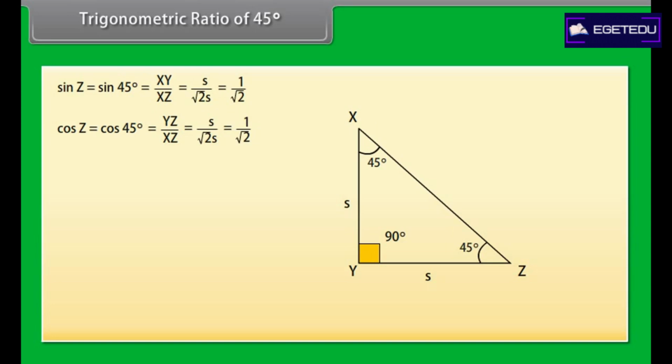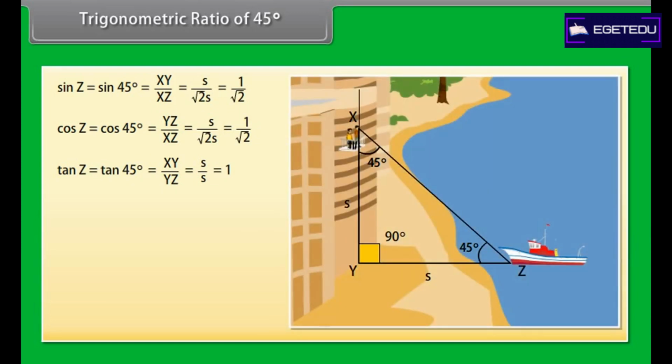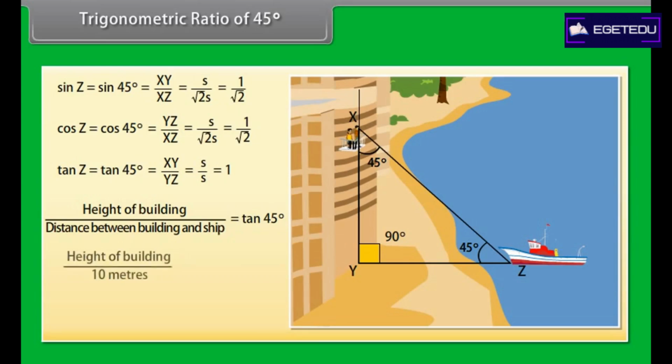Sin Z is equal to sin 45 degrees, which equals XY upon XZ, which equals s upon square root 2 s, which is equal to 1 upon square root 2. Cos Z is equal to cos 45 degrees, which equals YZ upon XZ is equal to s upon square root 2 s is equal to 1 upon square root 2. Tan Z is equal to tan 45 degrees, which equals XY upon YZ, which equals s upon s, which is equal to 1.